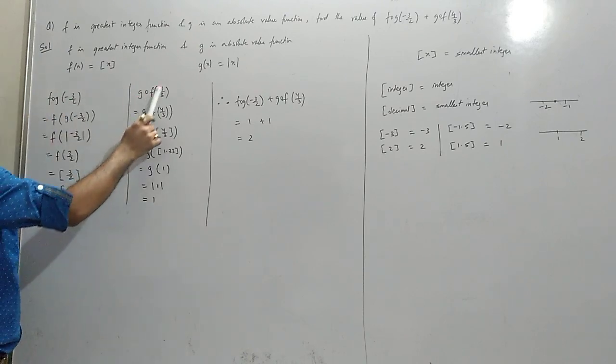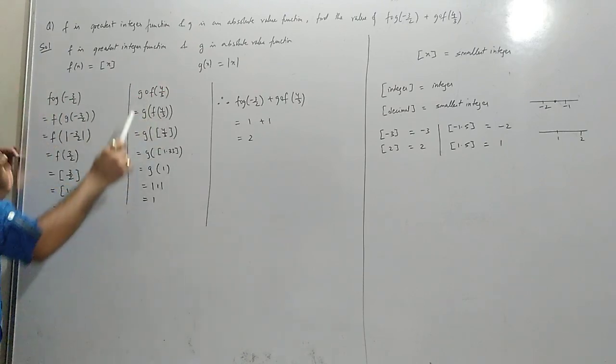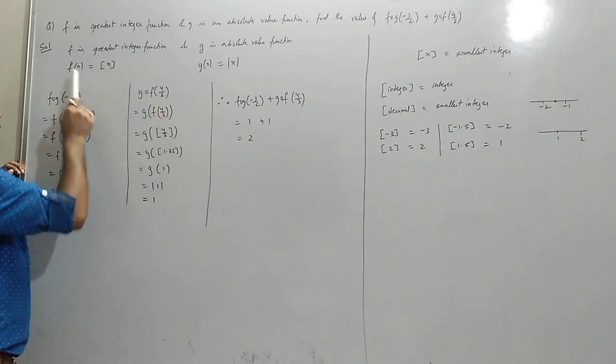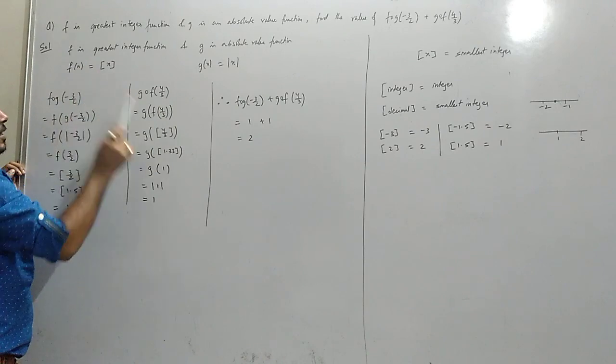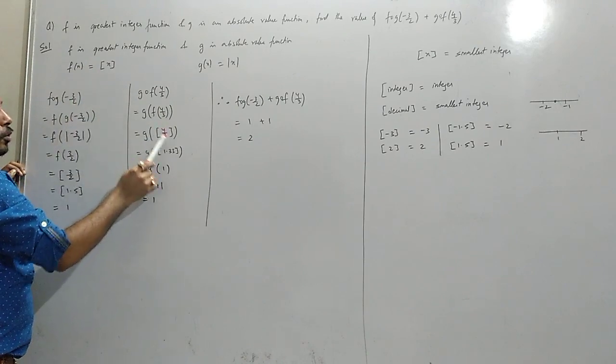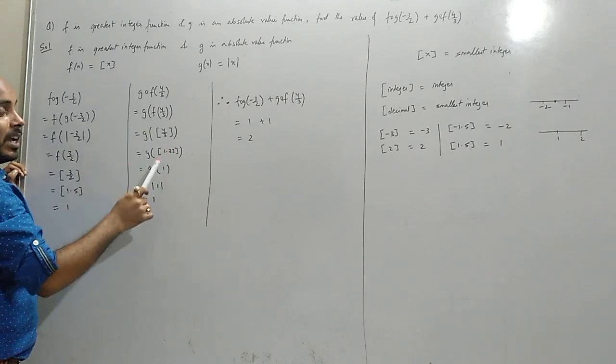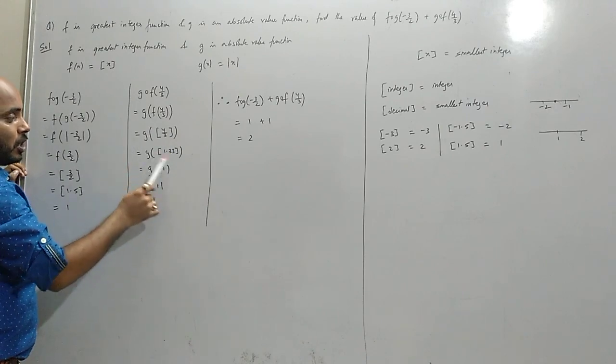Similarly, go for g of f of 4 by 3. f of 4 by 3 is what? Third bracket x, so third bracket 4 by 3. Solve it. 4 by 3 is 1.33. 1.33 lies between 1 and 2. That means 1 is the smallest one. So this will be equal to 1.